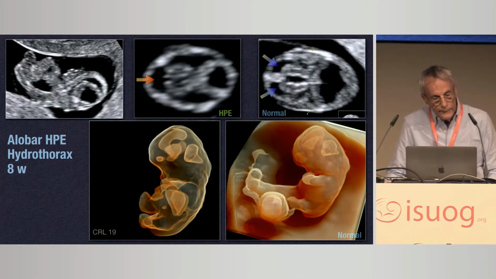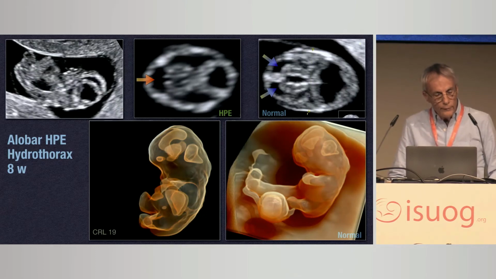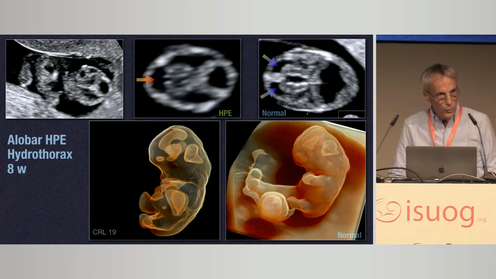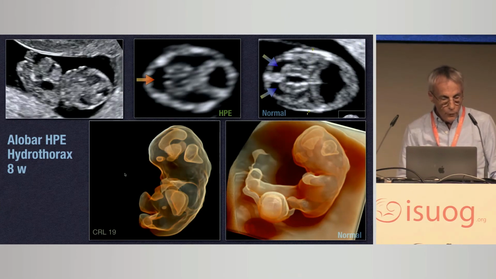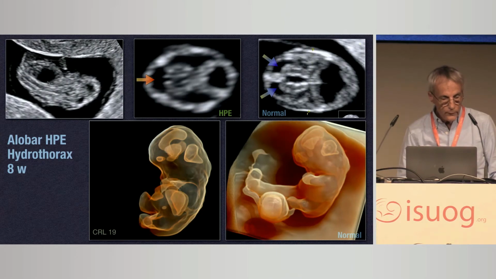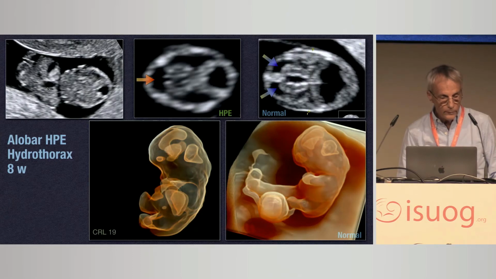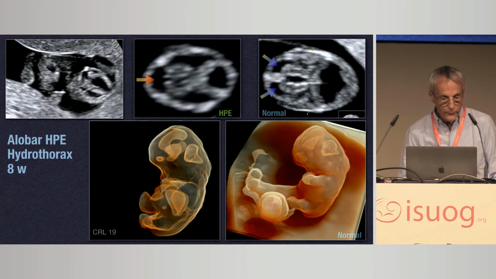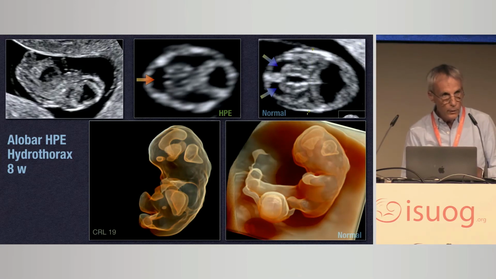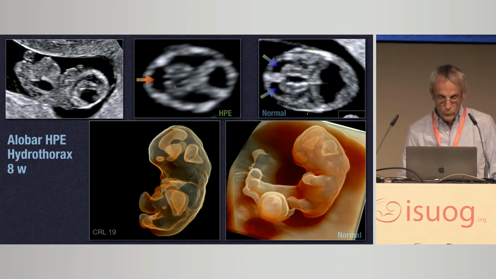Alobar holoprosencephaly: it already exists at an early stage of pregnancy, but it's difficult to see. First, if you look at this embryo, you can see you have an early hydrothorax. That means this is a poor prognosis. But if you look at the anterior part here, you have only one single ventricle. And this was this case.